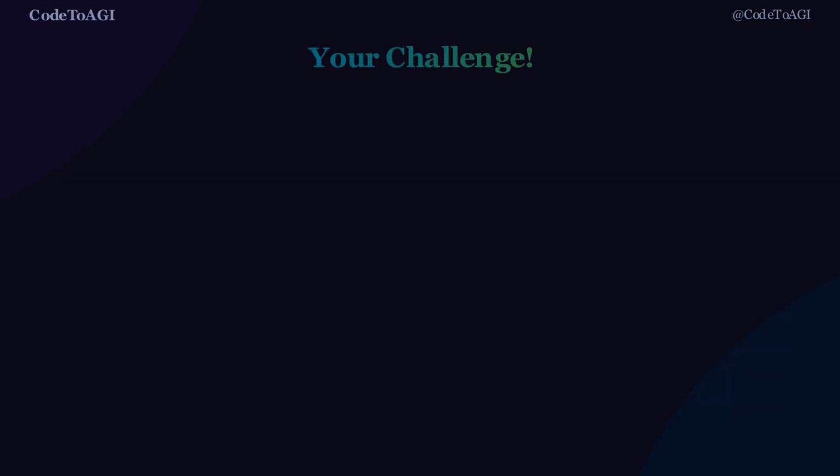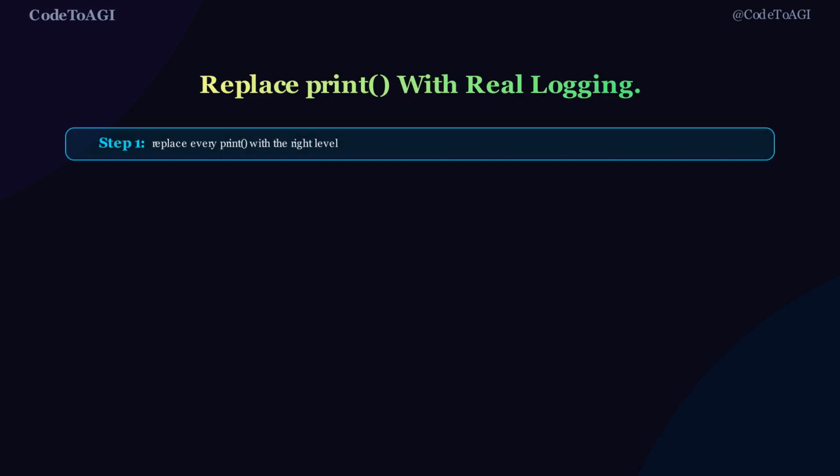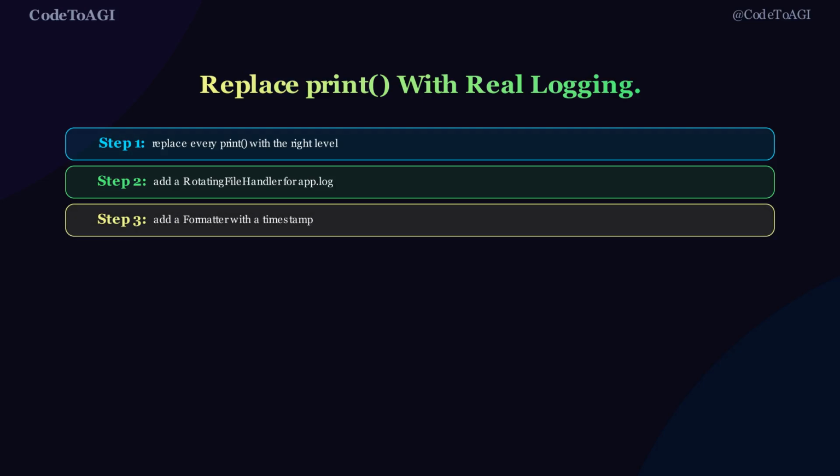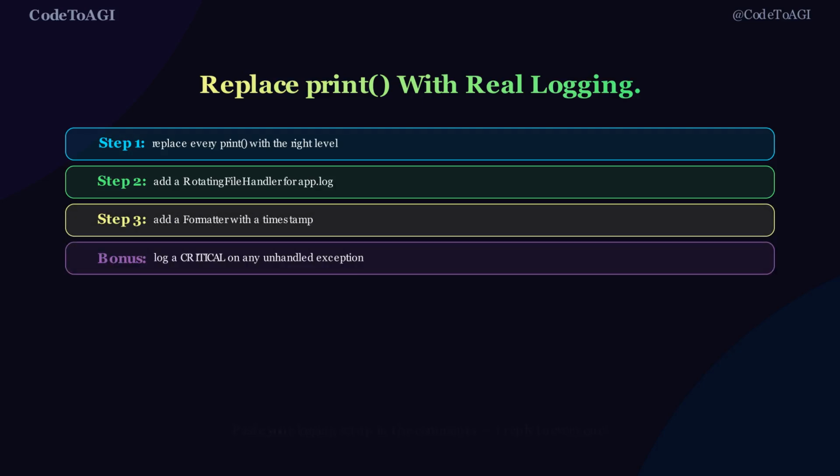Your challenge. Take any script that still leans on print. Step 1, replace every print with the right level. Step 2, add a rotating file handler. Step 3, add a formatter with a timestamp. Bonus, log a critical on any unhandled exception.